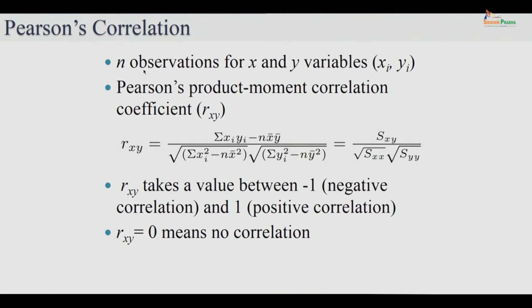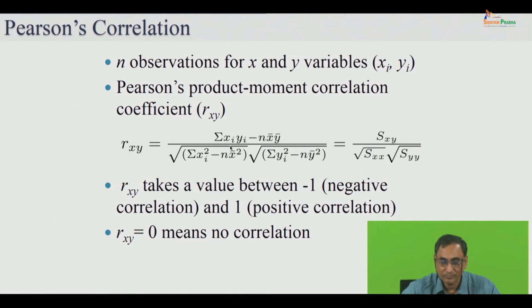Here, as we started with, we have n observations for the variables x and y, and we define the Pearson's correlation coefficient, denoted by rxy, or sometimes denoted by rho xy, by this quantity, where we are essentially taking the same thing that we did before, the covariance between x and y divided by the standard deviation of x and the standard deviation of y.